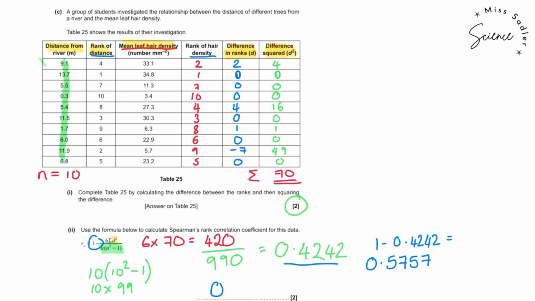So the answer that we're going to leave it to is, there's 2 options here. I would be probably writing 0.58 rounded to 2 decimal places, but you could also do 0.576. As long as you're rounding correctly, you'll get those final 2 marks.